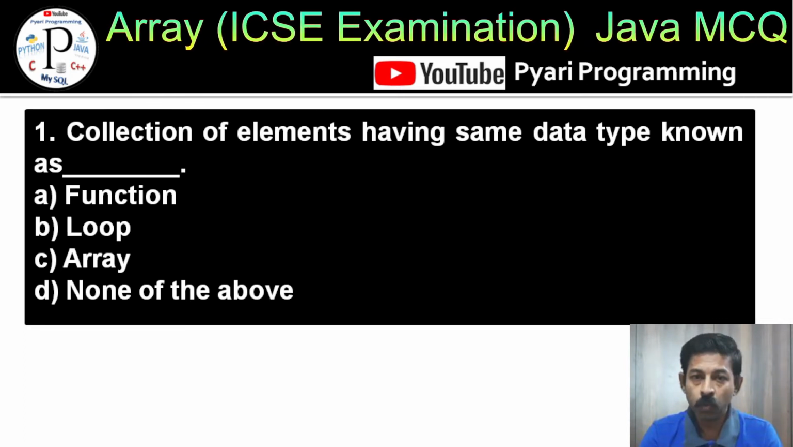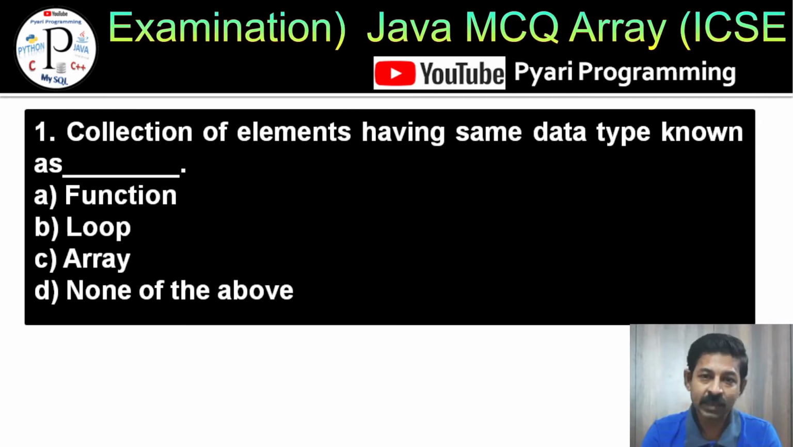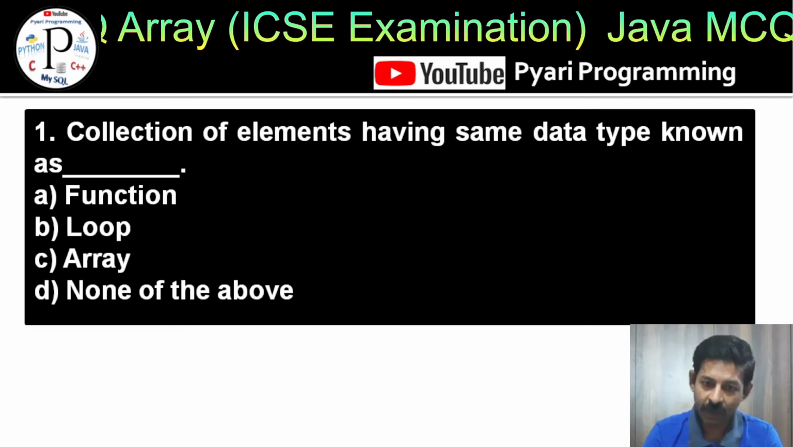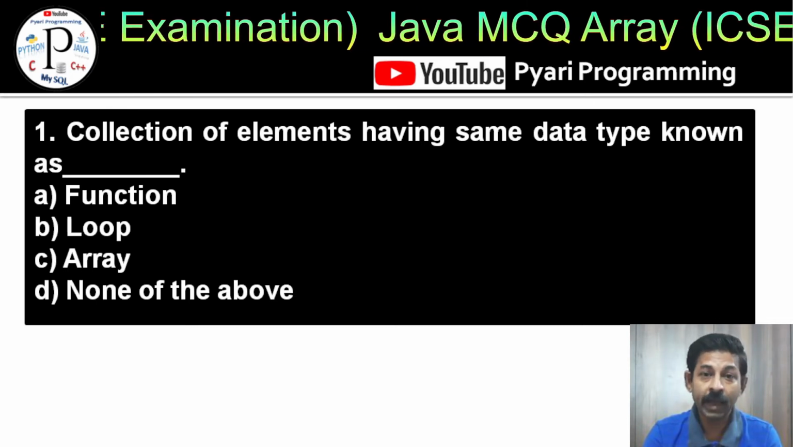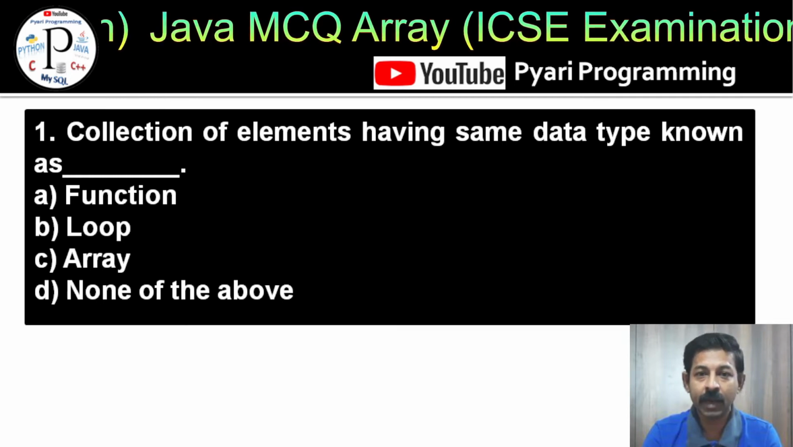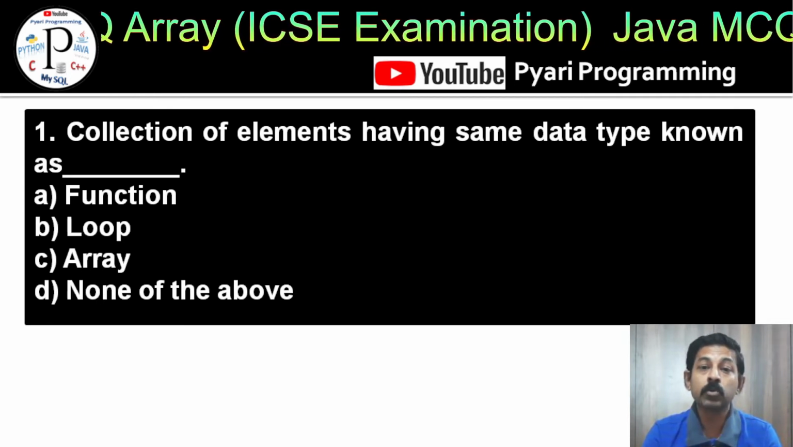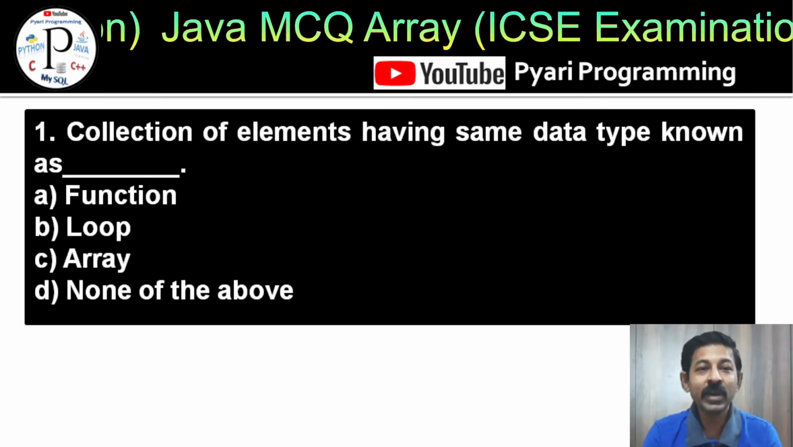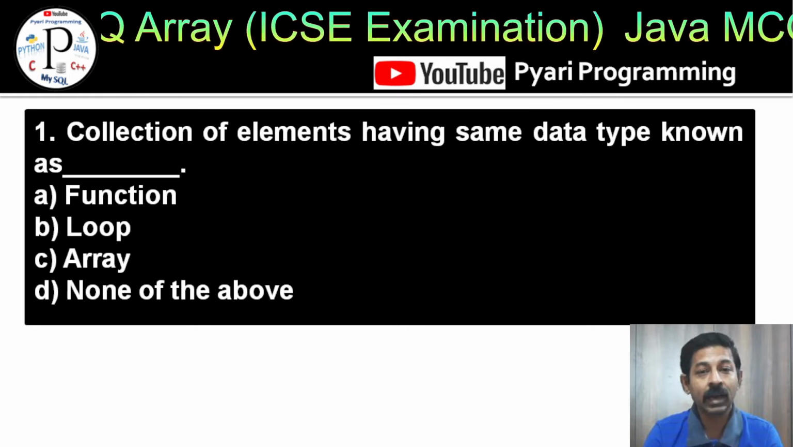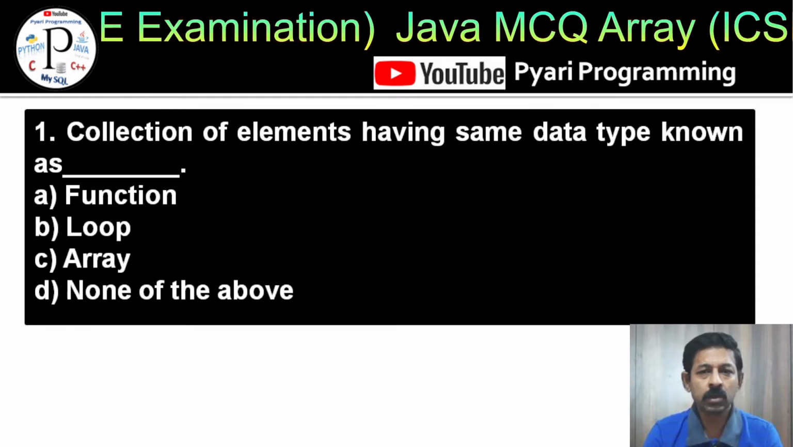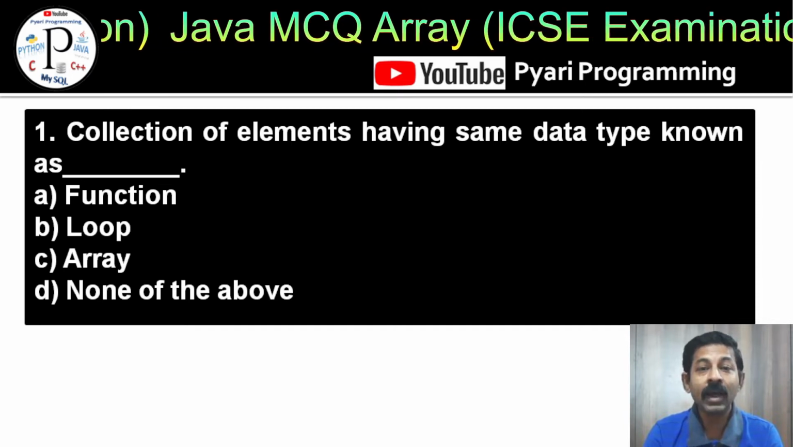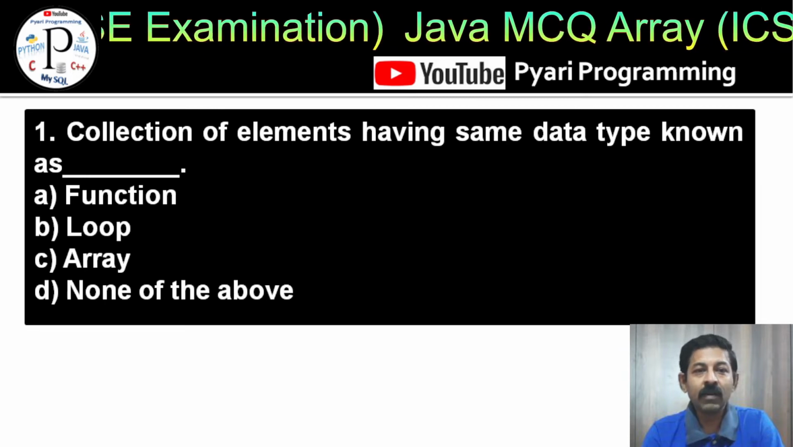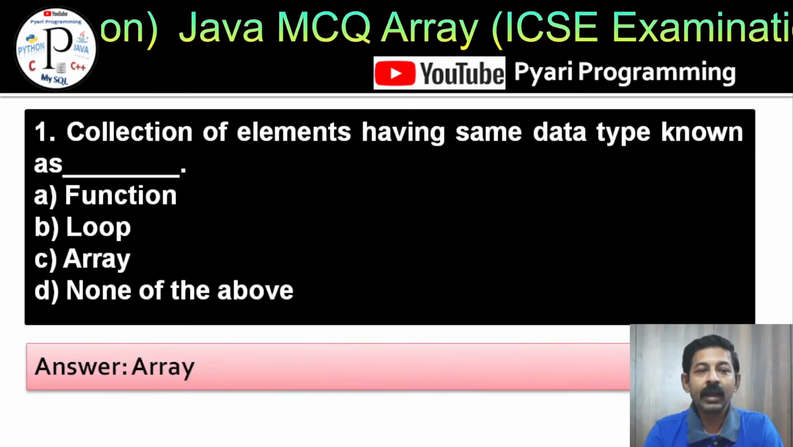The next one is loop. A loop is used to execute more than one statement, but it is again not related to data types, and it does not have a collection of elements either. So it cannot be your answer. Array, yes, it can be a candidate answer because an array is capable of storing more than one element of the same type. So we can also call it a collection of elements. None of these is not required because we got the option called array. So our correct answer is array.